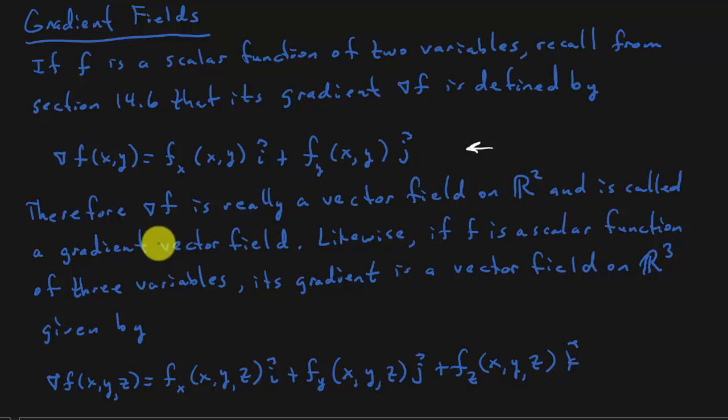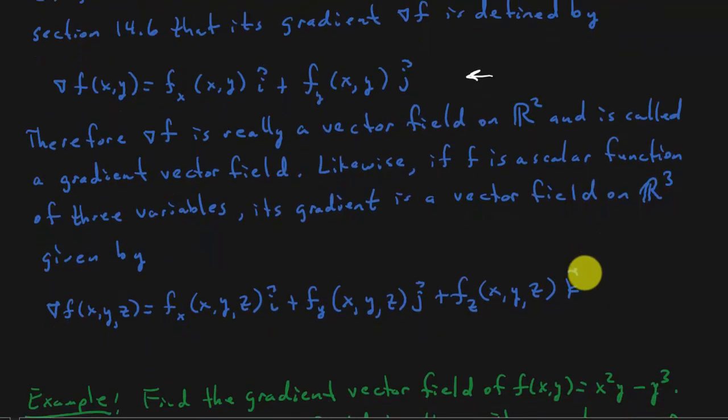Therefore, the gradient of F is really a vector field on R2 and is called a gradient vector field. Likewise, if F is a scalar function of three variables, its gradient is a vector field on R3 given by this. Okay, so it's going to be like this one. It's just that we've got our Z component here.